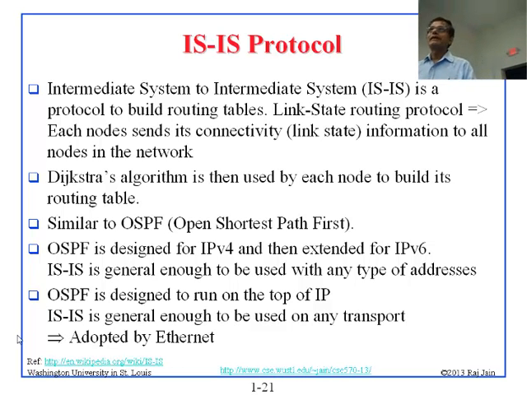So link state is actually better, and that is used by OSPF. Before OSPF there was a protocol whose name I forget, RIP something. Anyway, that was distance vector, and that had its problems. So OSPF is link state, and link state is what we use everywhere. IS-IS also uses link state. So that means each node sends its connectivity, that means the link state, to all the nodes in the network.